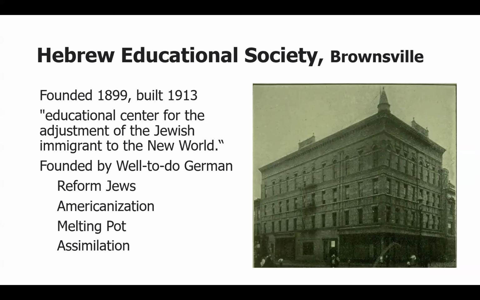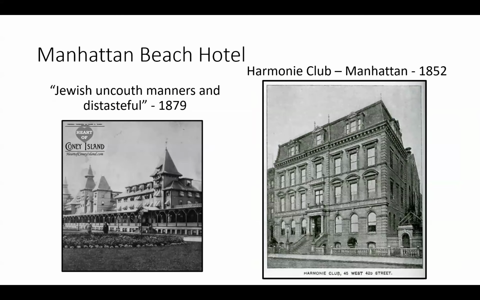This building was built in 1913 as an educational center for the adjustment of the Jewish immigrant to the New World. Once again, stop speaking Yiddish, stop wearing funny clothes, get a job, go to the opera, become a civilized modern American. So the hostility between the German Reform Jews and the Eastern European Orthodox Jews was very pronounced.